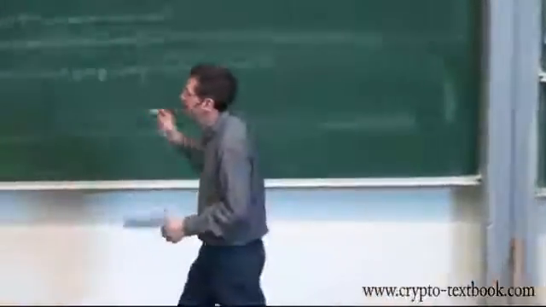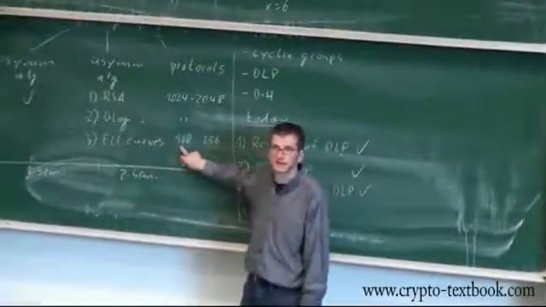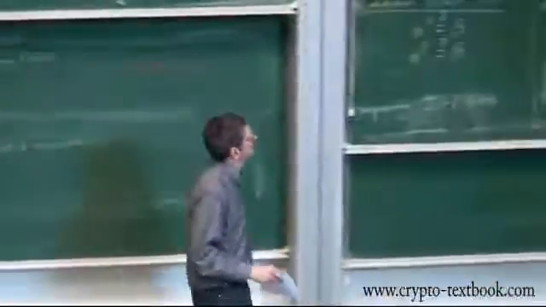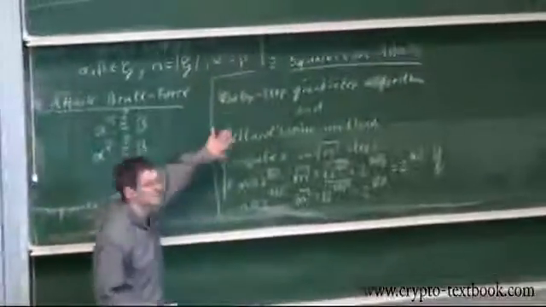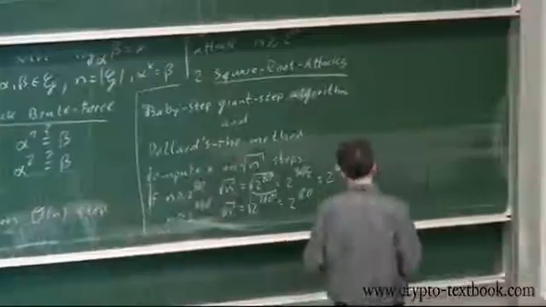And this is exactly the reason why elliptic curves have at least 160 bits. Why is that? Because for elliptic curves, these are the best possible attacks. For elliptic curves, this is the best thing you can do.